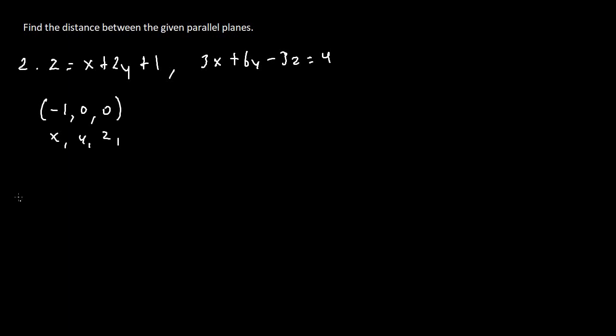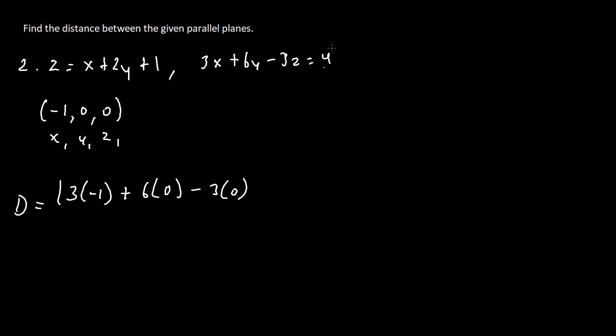And so let's go ahead and use the distance formula here. So the distance formula is going to be the absolute value of a. Now the a value is going to be the coefficient in front of the x in the equation of the plane, so 3 times x1, so that's negative 1, and then plus b, which is going to be 6 because that's in front of the y, times y1, 0, and then plus c, negative 3. So that's going to be, instead of plus, we're going to have a minus here. Minus 3 times z1, that's going to be 0, and then plus d.